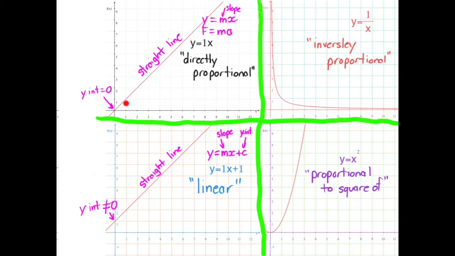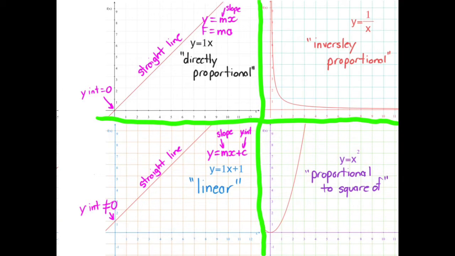In the linear case, the slope is constant. The slope doesn't change. Here our slope is increasing. So our slope is getting steeper and steeper. So we have an increasing slope which gives us this typical quadratic shape that's typical of what we see when we have a proportional to the square of type relationship.